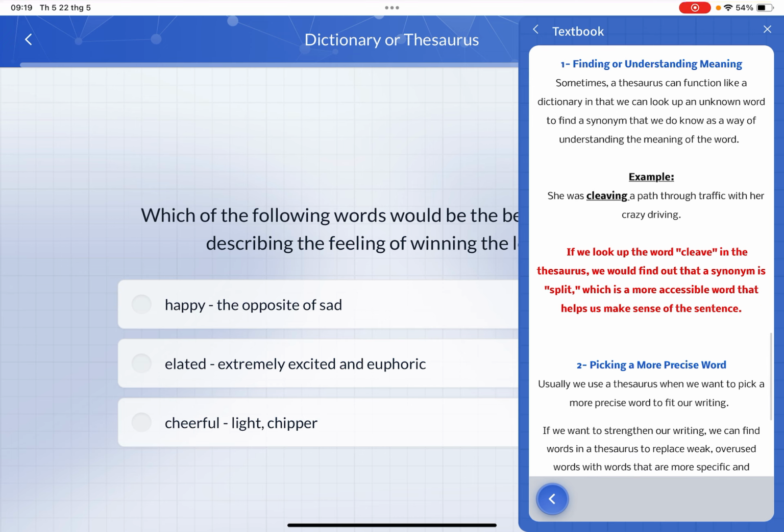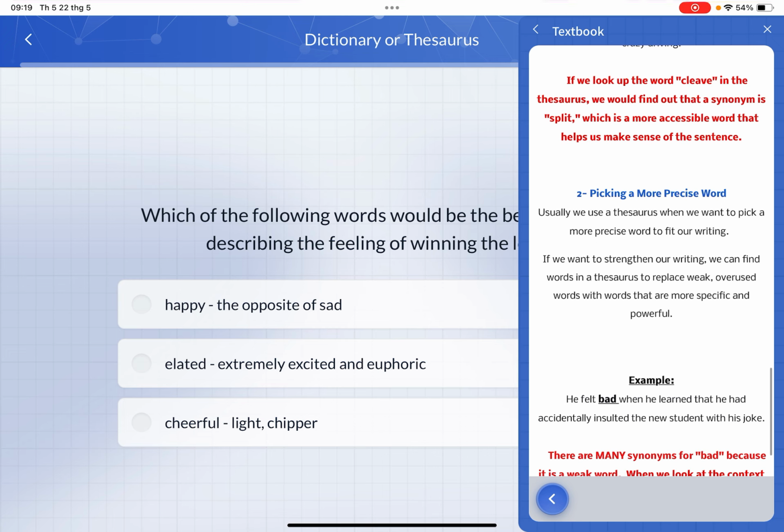So let's say we understand one word, but then we see another word and we don't know it. So let's check it out and see some synonyms. There are some that we understand, so we would understand what cleaving means here.